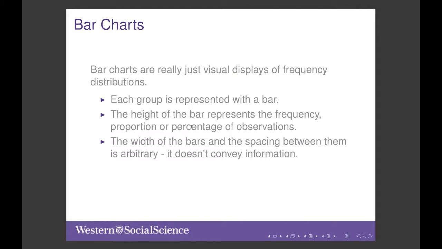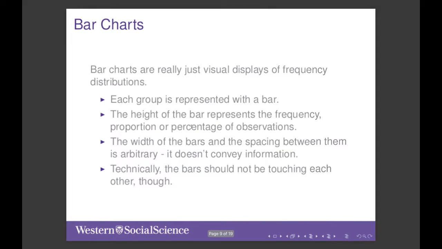There are elements of the bars that don't matter. For example, the width of the bar and the spacing of one bar to another bar are arbitrary and should be uniform across all the bars. That said, the bars should not touch each other. If they did, it would look too much like a histogram. This would convey that the underlying distribution was continuous rather than categorical.